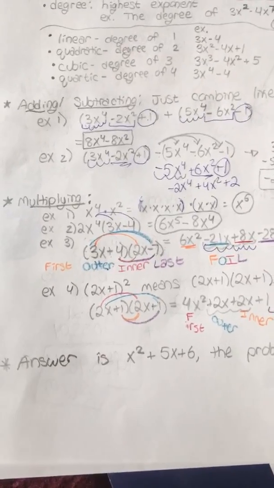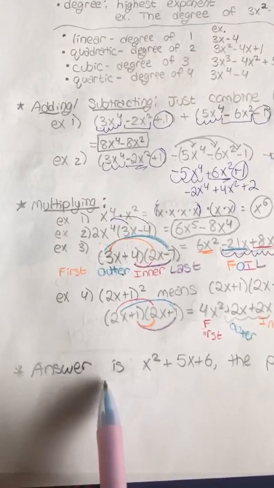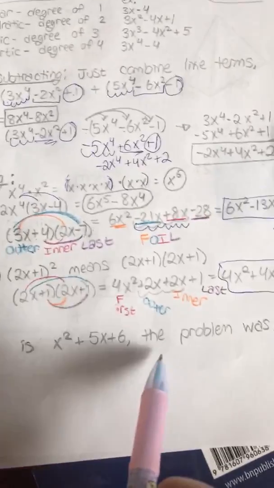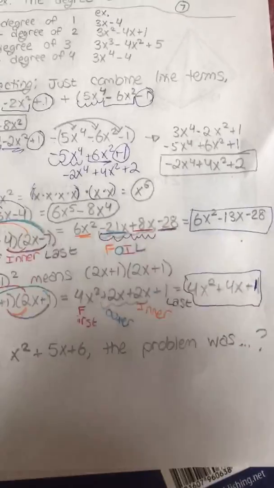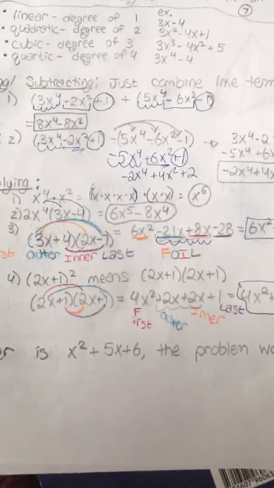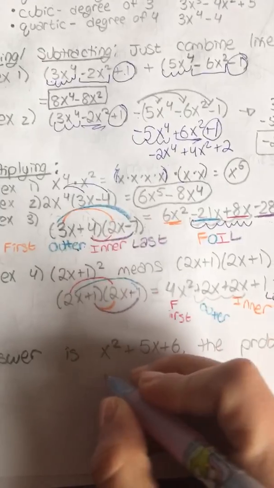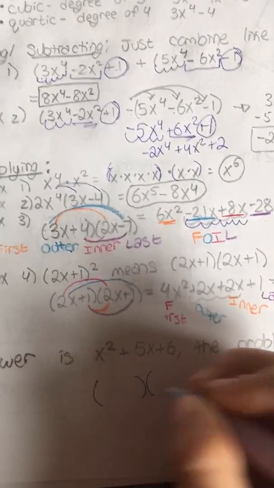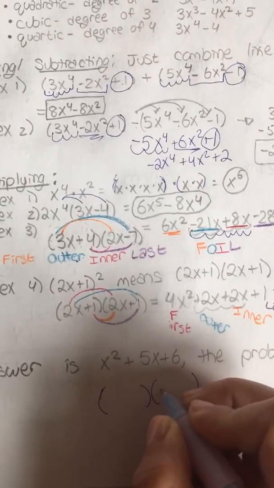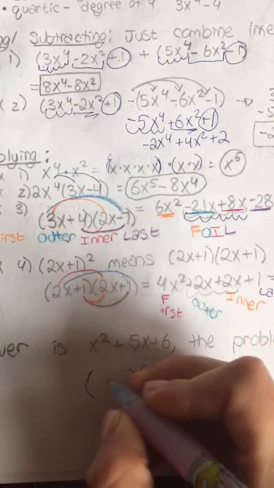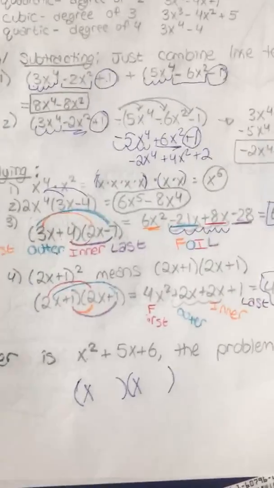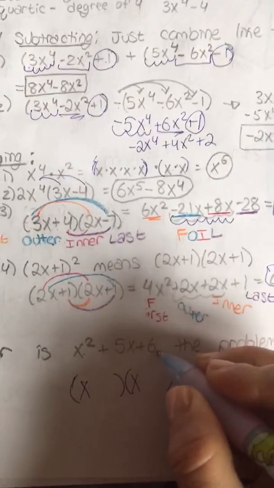So for example, this is not one of them, but if I were to try this one, the answer is x squared plus 5x plus 6. What was the problem? You can go about this any way you want, but if I were to do it, this is what I might set up. So I'm trying to figure out what FOIL problem gave me this. So I know that when I multiply the first 2 together, I need to get x squared. So I would put x here and x there. When I multiply the last 2 together, I need to get 6.